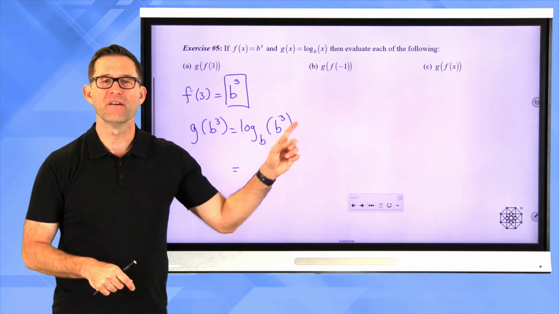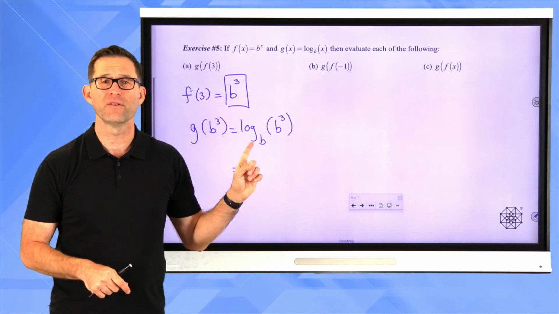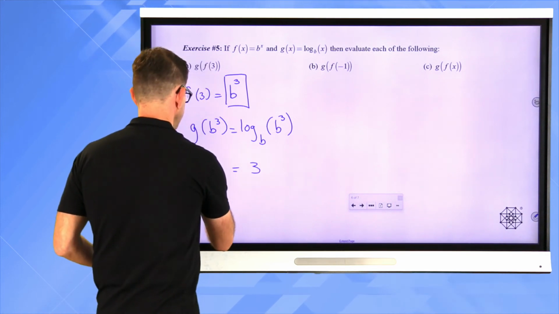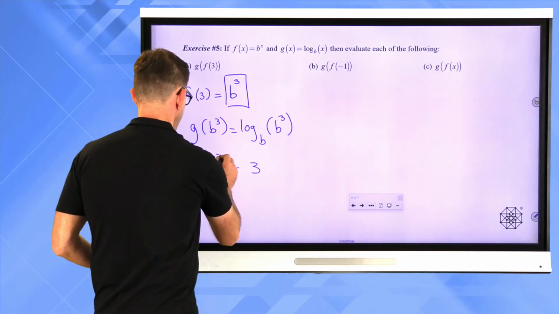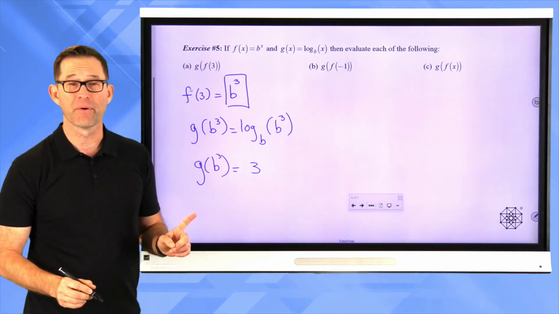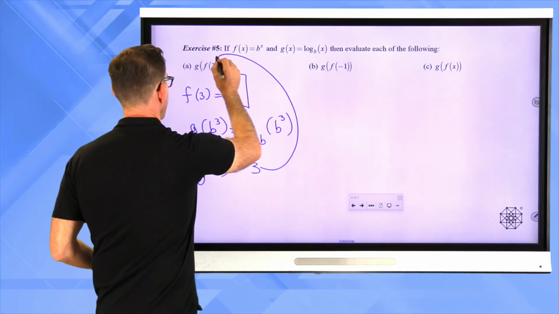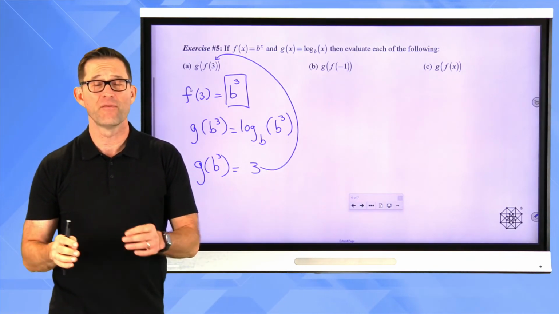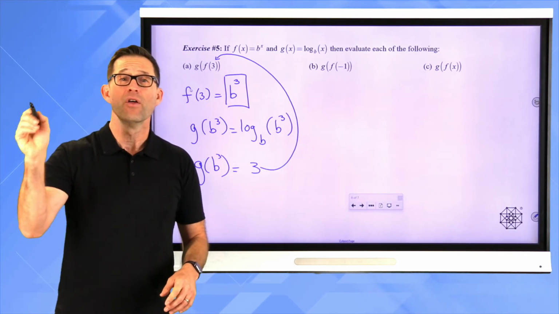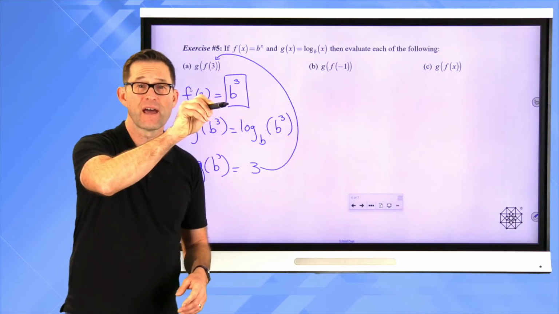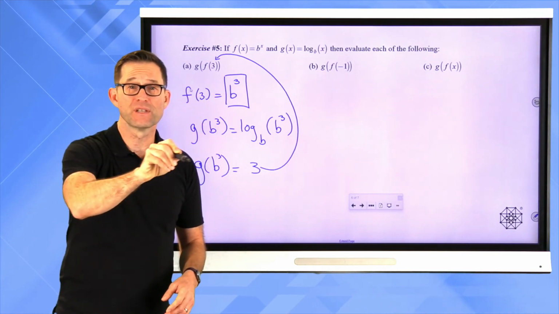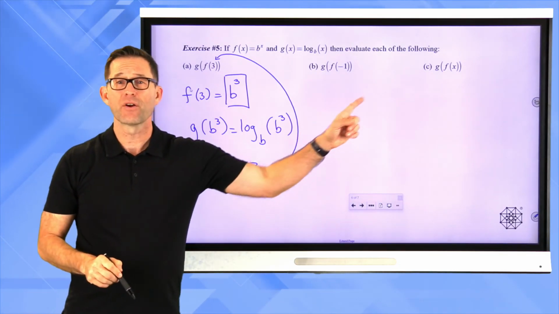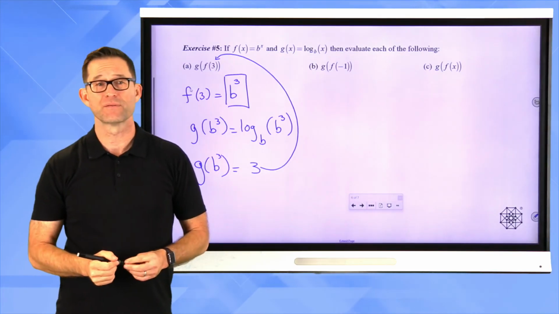Well, log base b of b to the third answers the question, what do I need to raise b to to get b to the third? And that's going to be 3. And notice, right, what happened. They're inverses of each other. So g of f of 3 ends up being 3 because 3 goes into f, gives us an output. Whatever that output goes into g, and goes full cycle back to the input. Try letter B and letter C and make sure that pattern holds.